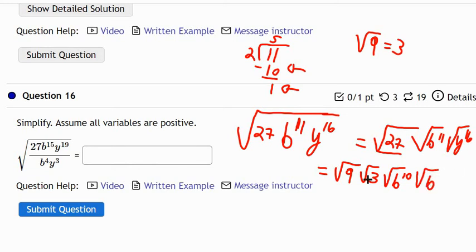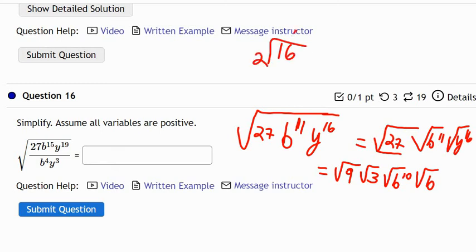And then for the y to the 16th, doing the same kind of thing here, dividing 16 by 2, it turns out that goes 8 times. 8 times 2 is 16, so there's no remainder. So y to the 16th gets to stay y to the 16th. Now I'm going to simplify all the ones that can be simplified.